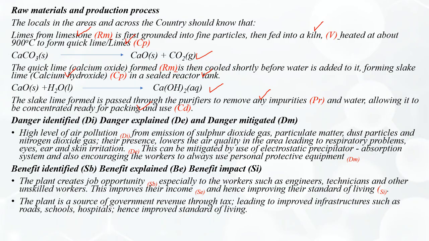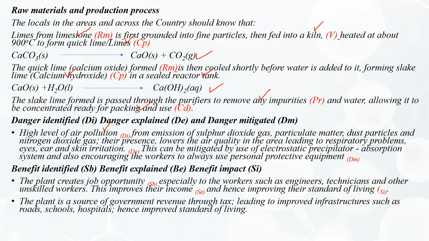Then the danger. We are looking at the danger of the production process, and this danger should be explained and mitigated. Okay, so here we have high level of air pollution. Isn't that a danger? Where is it coming from? High level of air pollution from emission of sulfur dioxide gas, particulate matter, dust particles, and nitrogen dioxide gas. Their presence lowers the air quality.